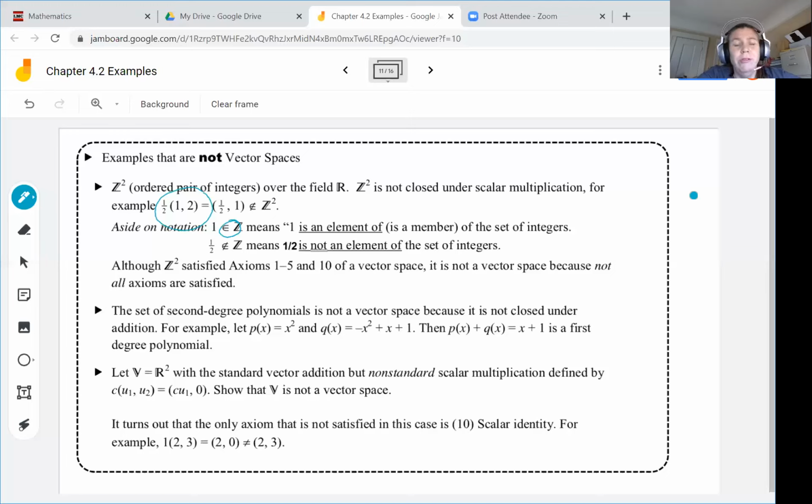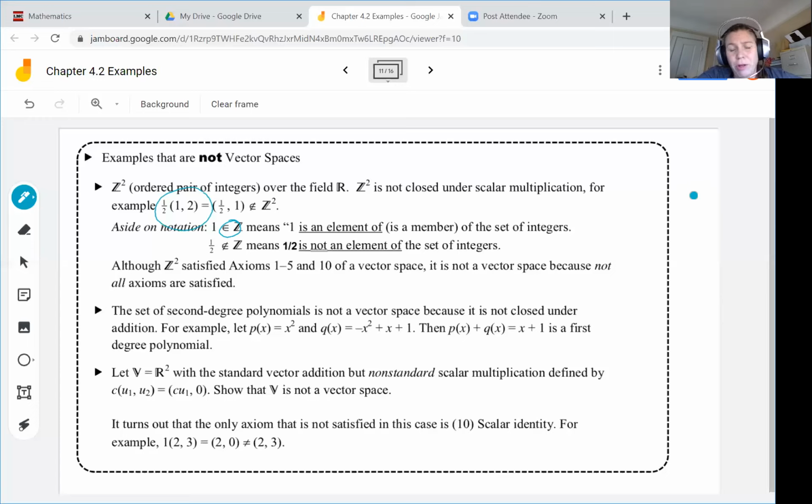All right, so although the set of ordered pairs of integers would satisfy axioms 1 to 5 and axiom 10 of the vector space, it's not a vector space because not all axioms are satisfied. If you're trying to show something's not a vector space, you only need to find one axiom that's not satisfied, and then you're done. Okay, what about the next example?